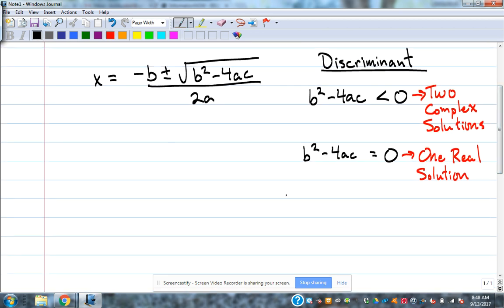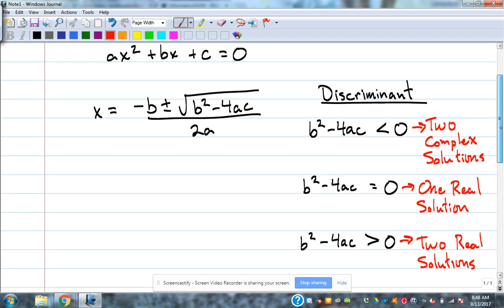And then one last scenario is when the discriminant b squared minus 4ac is greater than 0. That implies that there are two real solutions.